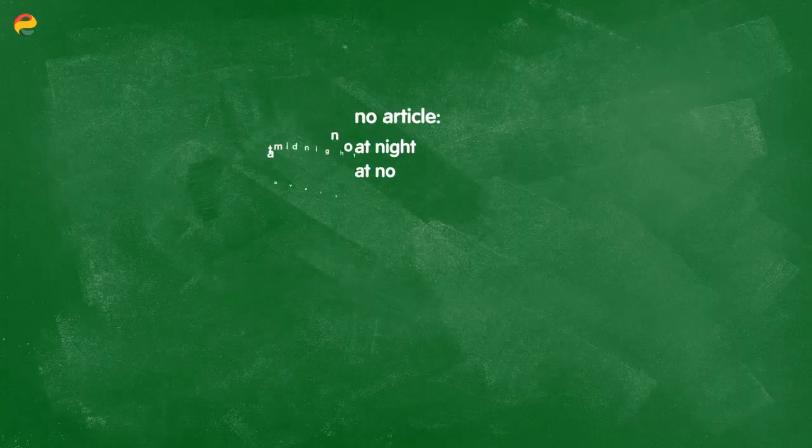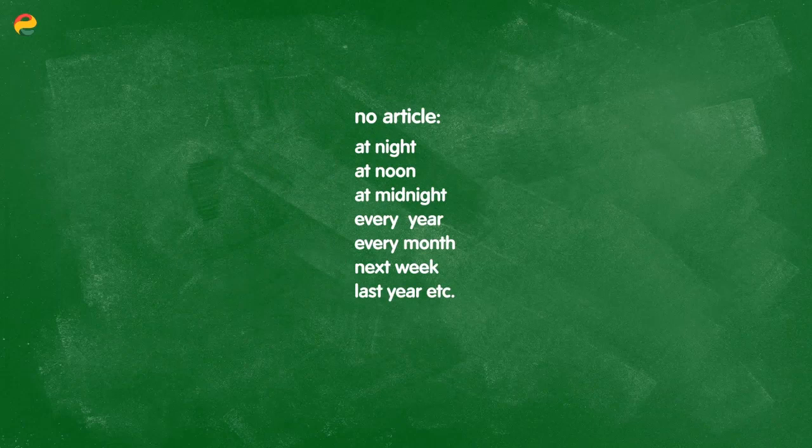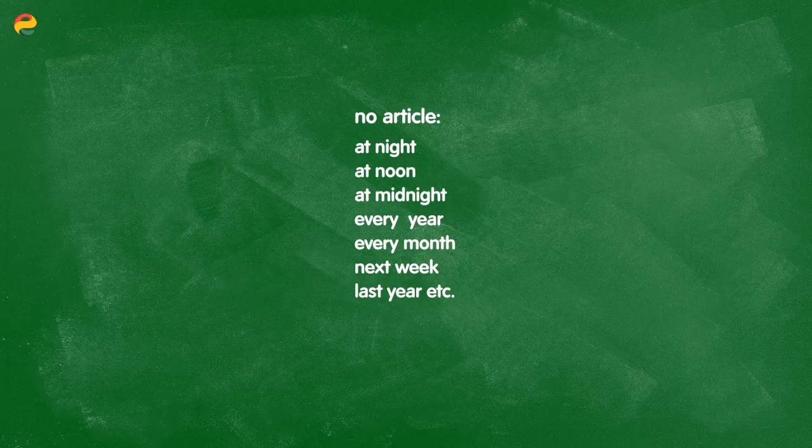However, some phrases, especially time phrases, will have no article. For example, at night, at noon, at midnight. Here, if you remember, we don't use "at" for time with an article, as well as every year, every month. Here, because we're not just talking about one, a specific, or the month, we're talking about all of them, so we cannot use either article. Here, every year, every month, next week, last year, etc.